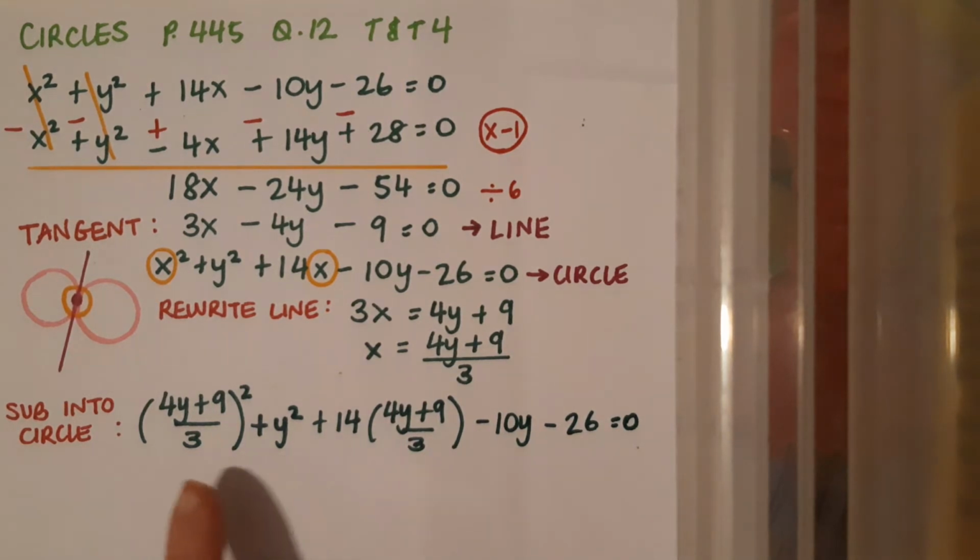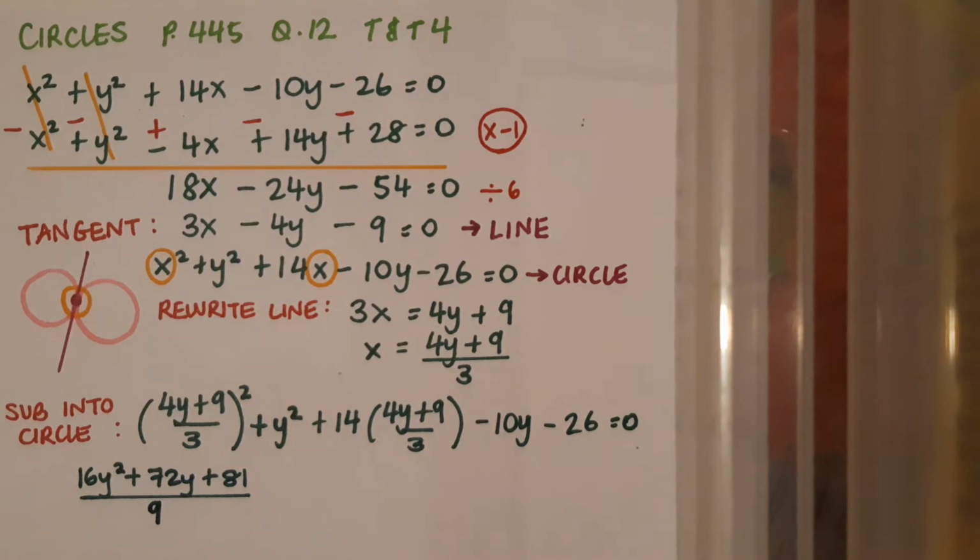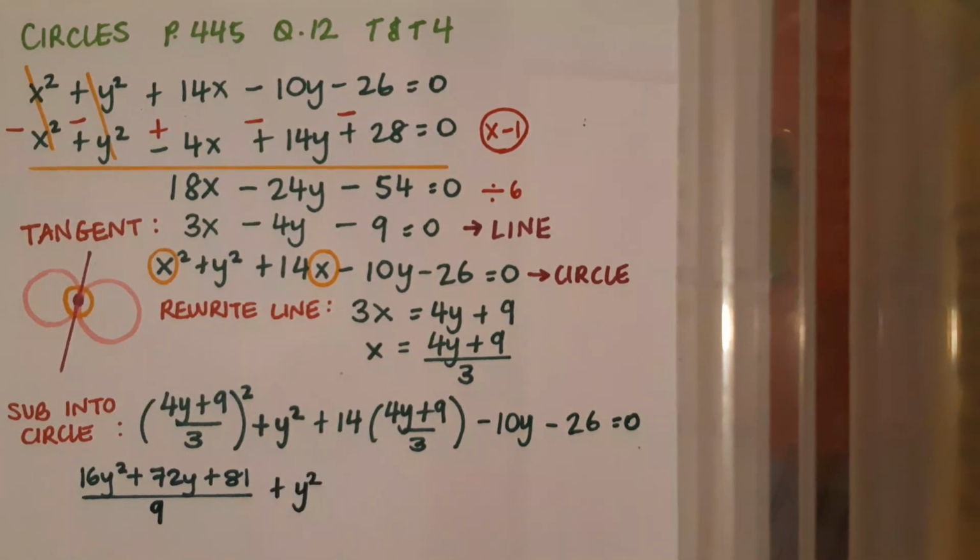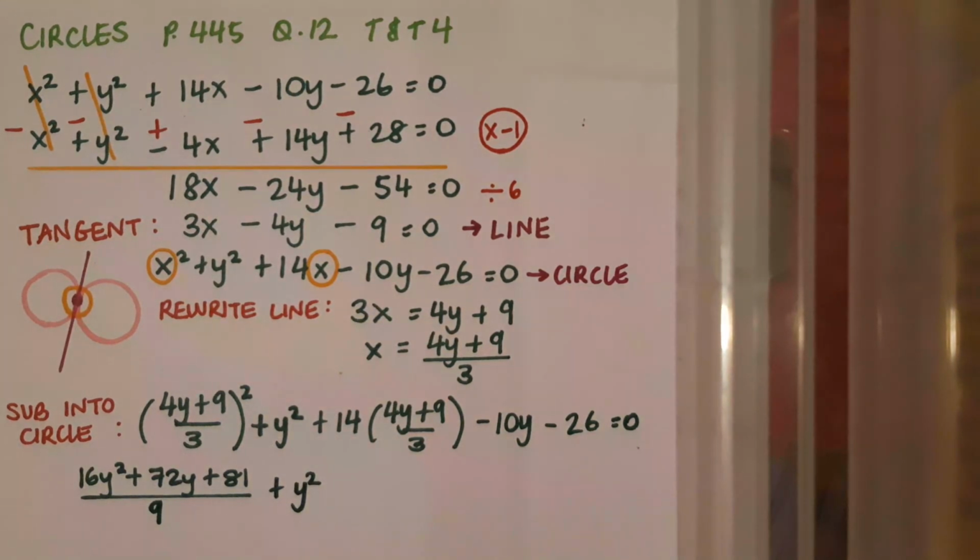So I'm not going to do all the ins and outs of the multiplying out of this bracket here. What I would suggest is that you go off and do a bit of rough work yourself for this. Remember that if you're squaring a bracket, you're multiplying it by itself. And since this is a fraction, I'd have to multiply the top by itself and the bottom by itself. So when I square that out, I should be getting 16y squared plus 72y plus 81 over 9. And then I continue on with the rest of the equation. So I've got my y squared in, and now I must times my fraction by 14.